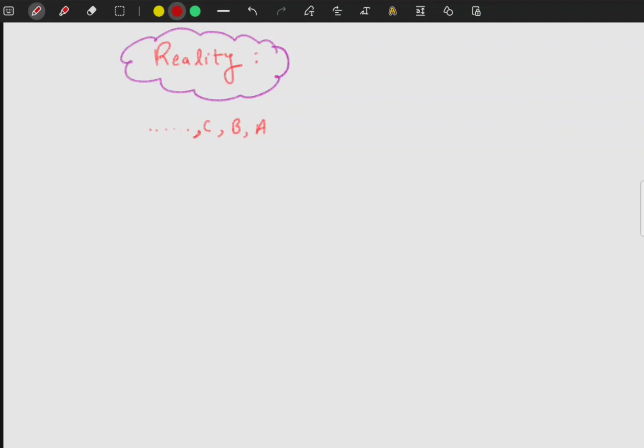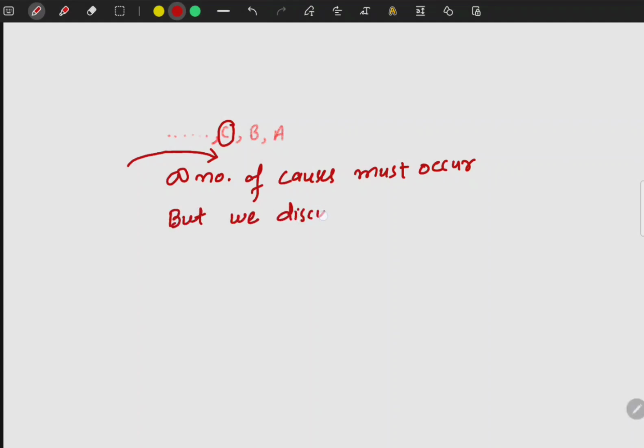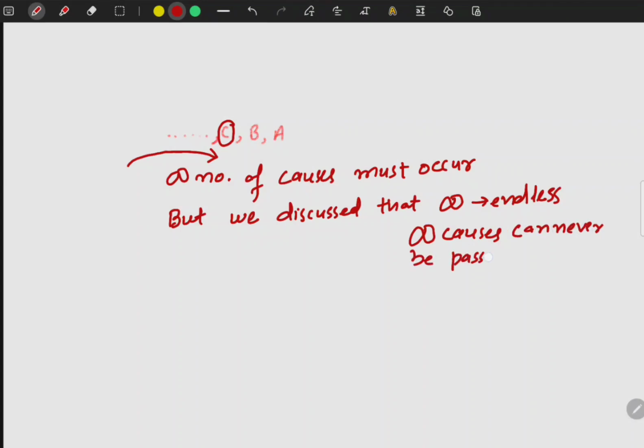In reality, let's suppose that B caused A at some time, C caused B at some time, and it goes to infinity. Now, focus on C. To reach C from this side, an infinite number of causes must occur. Then C can come into existence. But we discussed that infinity is endless. It means that infinite causes can never be paused or completed. Therefore, it implies that C can never come into existence.